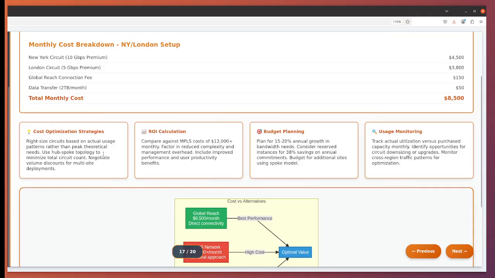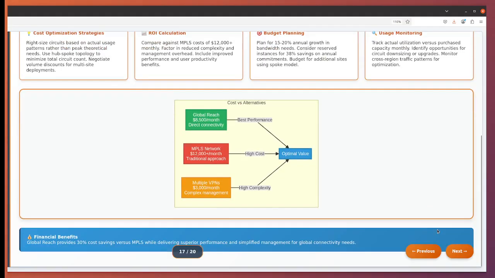Consider reserved instances for long-term deployments to reduce circuit costs by up to 38% with annual commitments, providing significant savings for stable deployments. Regular cost reviews should evaluate utilization trends and identify opportunities for circuit optimization or provider contract renegotiation.